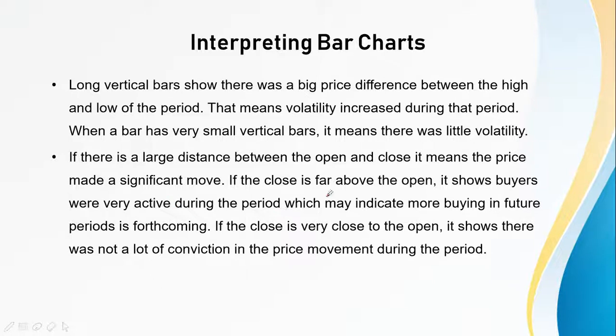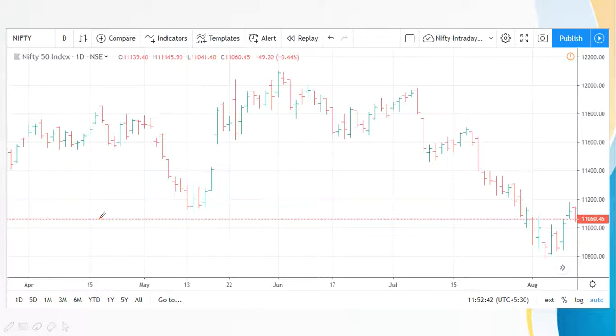If the close is far above the open, it shows that the buyers were very active during that period, which may indicate more buying in future periods. If the close is very close to the open, it shows that there was not a lot of conviction in the price movement during the period. So let's look at this in the chart.